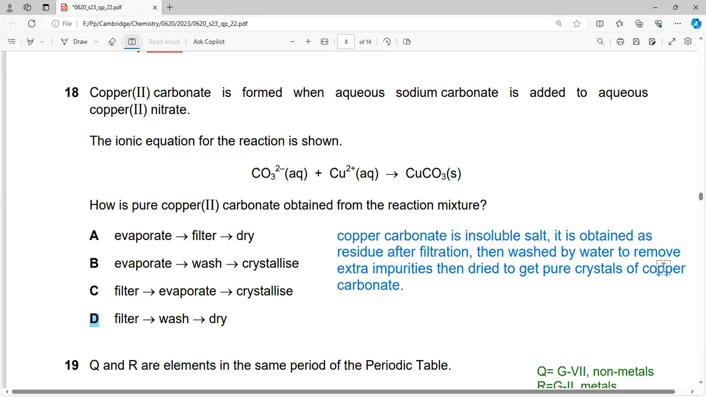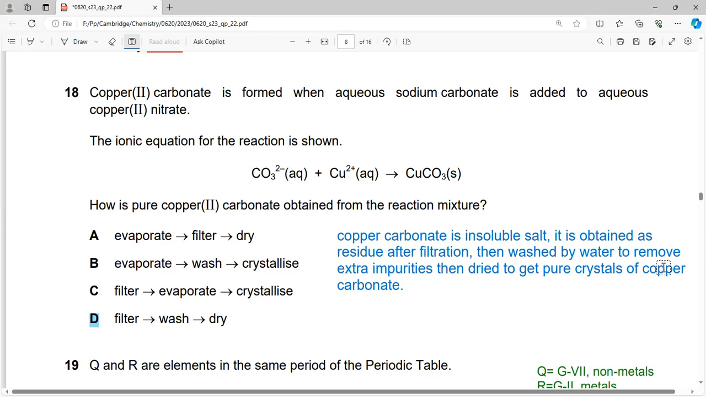Copper carbonate is formed when aqueous sodium carbonate is added to aqueous copper nitrate. The ionic equation for this reaction is given there: the carbonate ion reacts with the copper ion and produces copper carbonate in a solid state. So a new substance is being formed, and you can see that it is a salt. Copper carbonate is an insoluble salt.